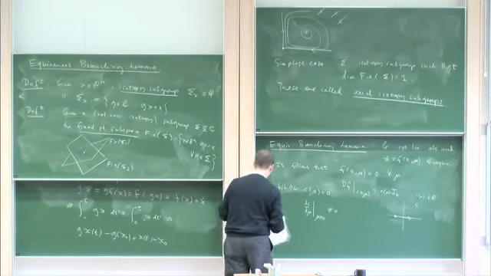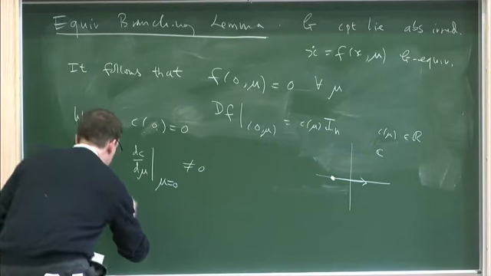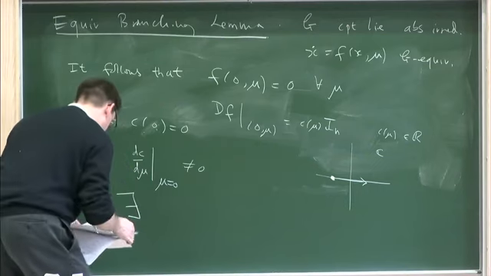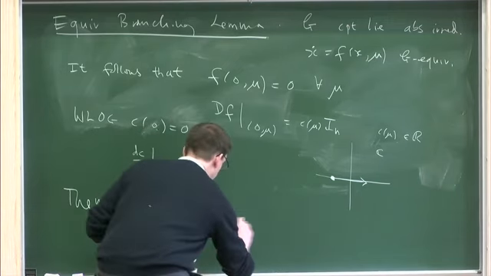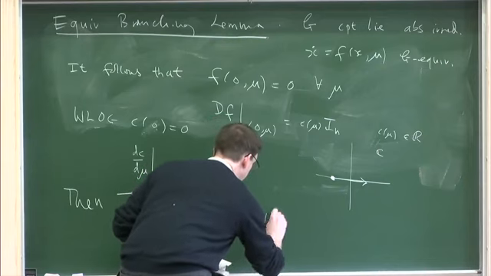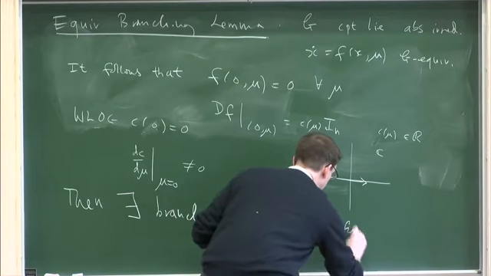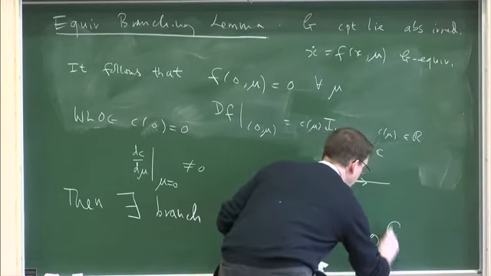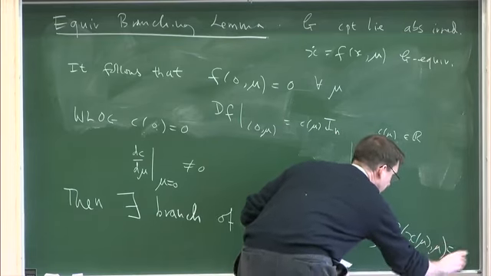So then, given all this setup, there exists a branch of solutions, equilibrium points, satisfying f of x, mu when mu is 0.